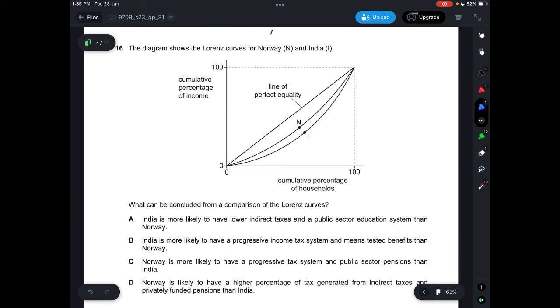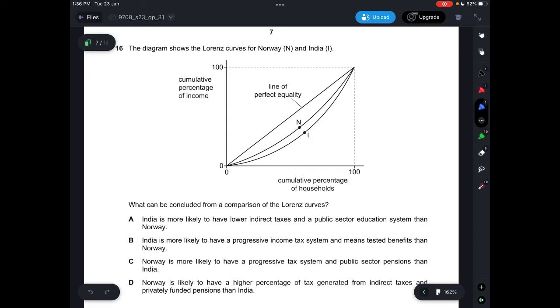Question 16, the diagram shows the Lorenz curves for Norway and India. What can be concluded from a comparison of the Lorenz curves? Okay, so you have to remember that this can also be used to calculate the Gini coefficient. If the curve covers a larger area, that means it's more unequal. If it's completely straight, that means it's perfectly equal. Perfectly equal mostly have to be developed countries. If it's less equal, that would be developing countries. So you can see that for Norway, the area is slightly smaller than India.